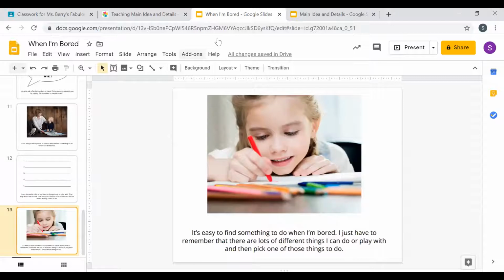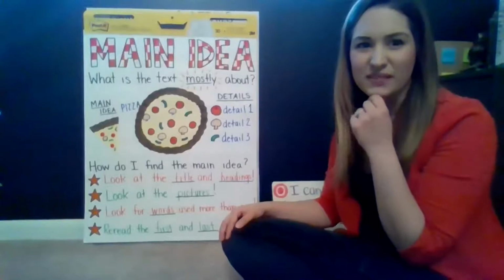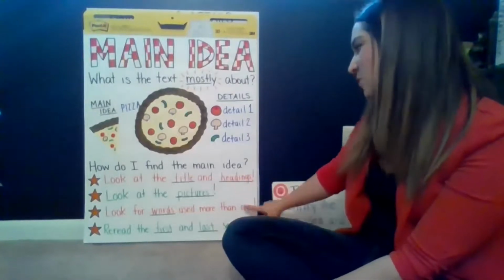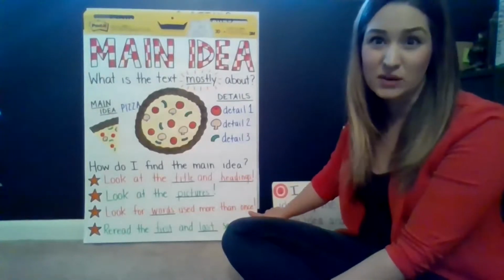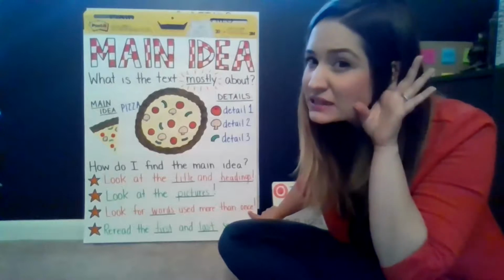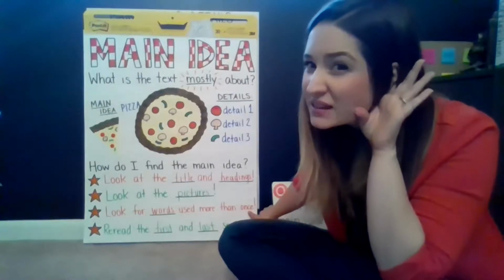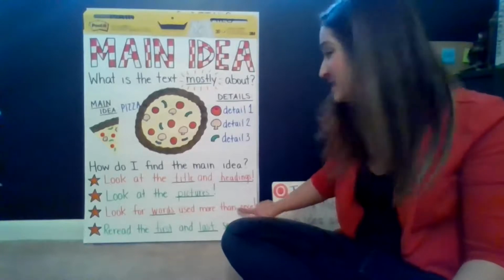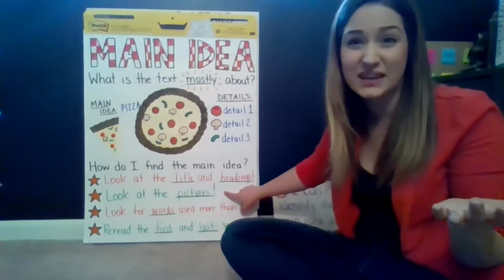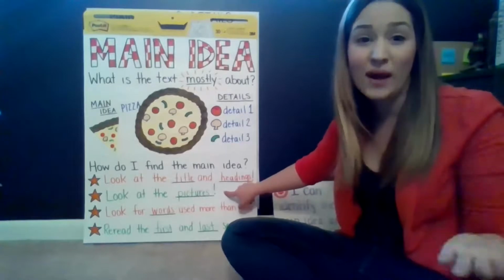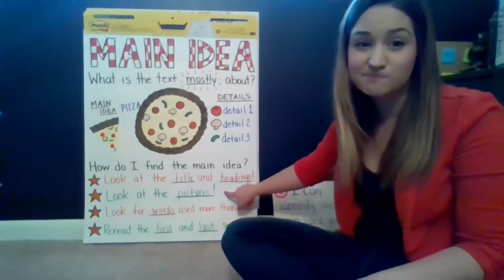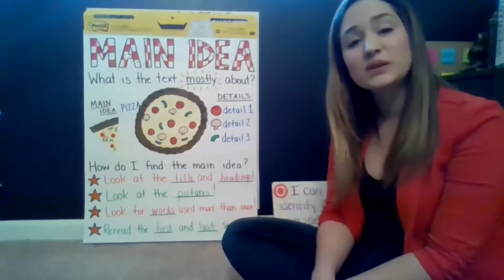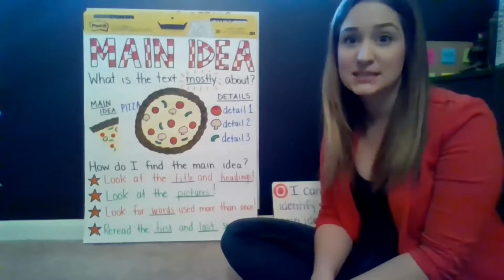Great. So we did pretty well with this. We looked at the pictures. We looked for words used more than once. And what was that word that we noticed? Can you say it a little louder? Yeah, bored. Bored. We noticed that a lot. And we saw in the pictures so many things that the characters can do when they're bored. The last thing says to reread the first and last sentence.